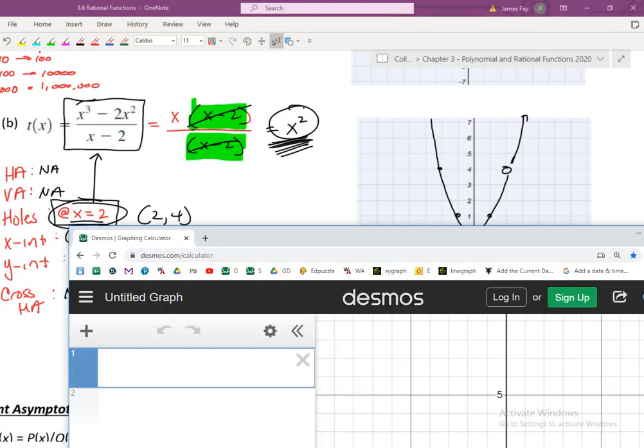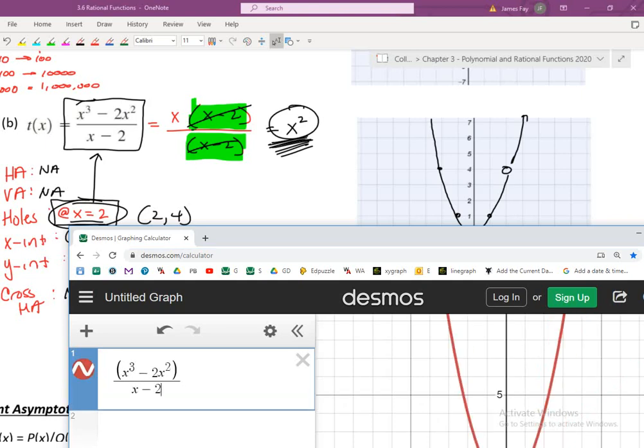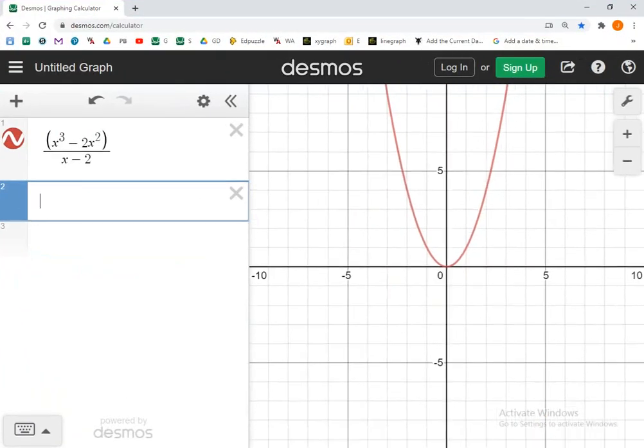So if I have x cubed minus 2x squared over x minus 2, would anybody have looked at that right away initially and said, that's a parabola? You would have thought that, right? When we graph things, that's exactly what we get. It looks just like x squared.